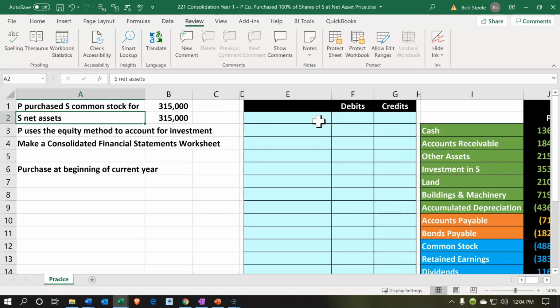We have P purchased S common stock for $315,000. So P purchases S for the $315,000. S net assets at the time of purchase, we're saying, are the $315,000. So in other words, there was a purchase that took place of the common stock. So they purchased all the common stock, meaning they basically have control ownership, not just 51%, but 100%, right? So P now owns 100% of the voting common stock, and therefore complete ownership of S. And they did so for the net assets price of S, in essence, the book value of S.